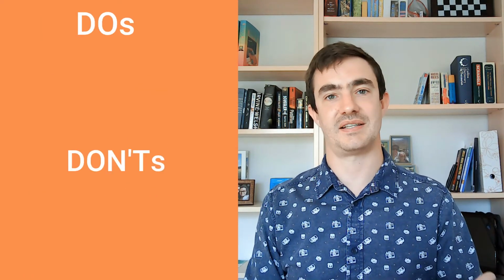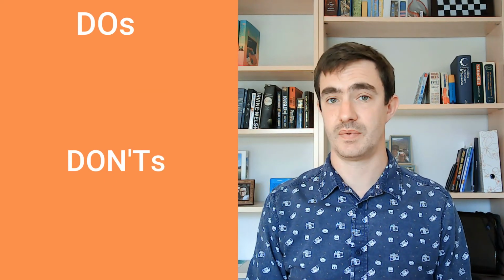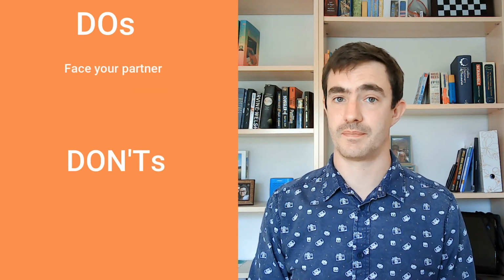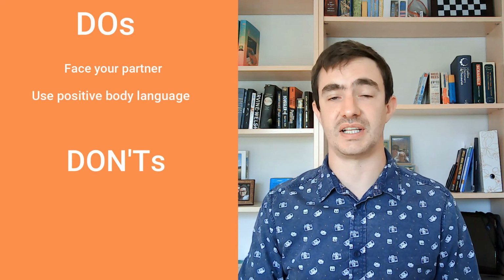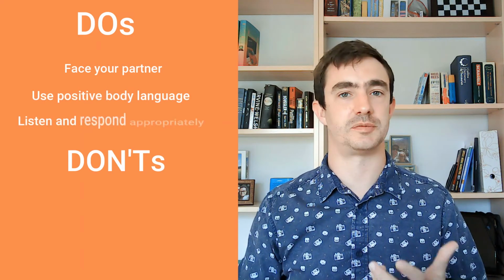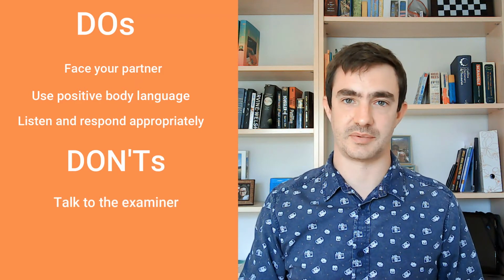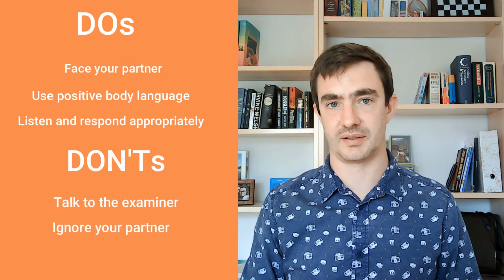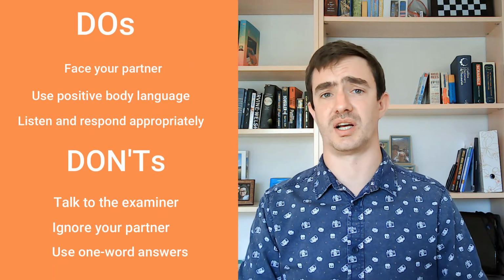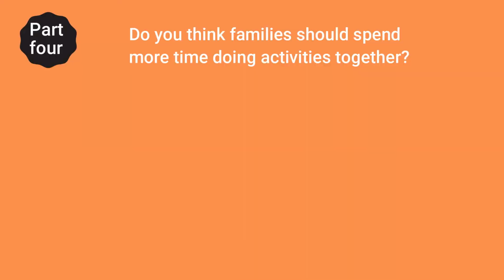So again, very similar to part 3, make sure you face your partner. You use positive body language, you listen, respond, and ask questions. Don't just speak to the examiner. Don't ignore your partner. And don't use one-word answers. For example, do you think families should spend more time doing activities together? As you can see, this question is based on the topic from part 3.